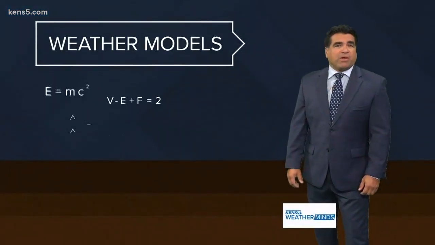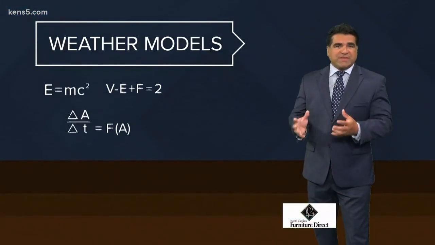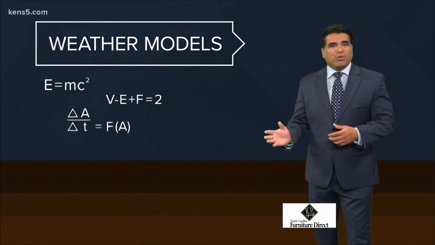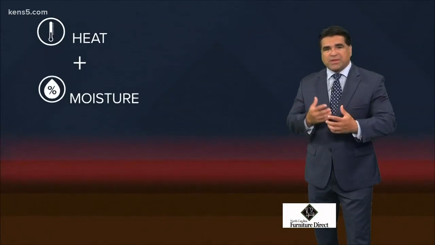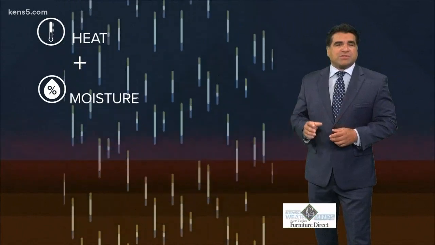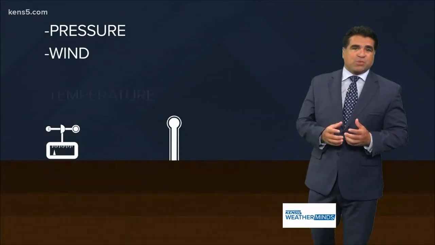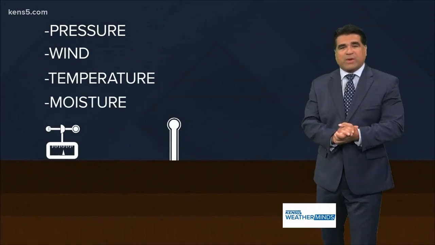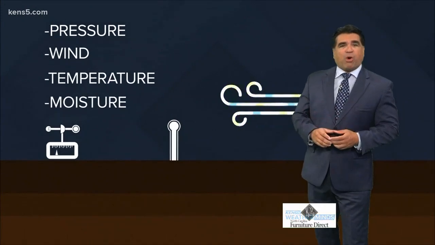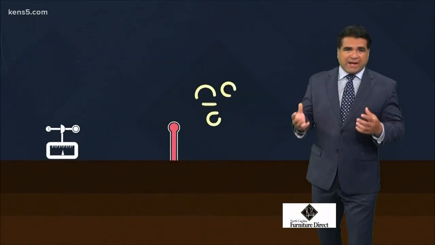The foundation for weather models are math-based equations on physics that show how the air moves and how the heat and moisture are exchanged in the atmosphere. Weather observations such as pressure, wind, temperature, and moisture obtained from ground sensors and weather satellites are fed into these equations. The observations are then brought from the computer models through data collection.